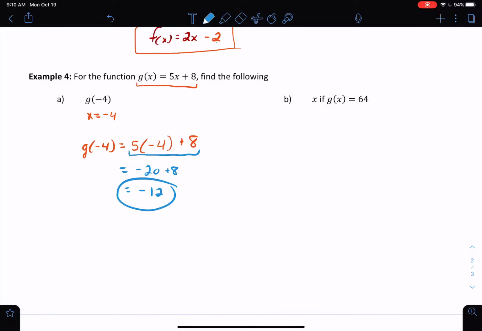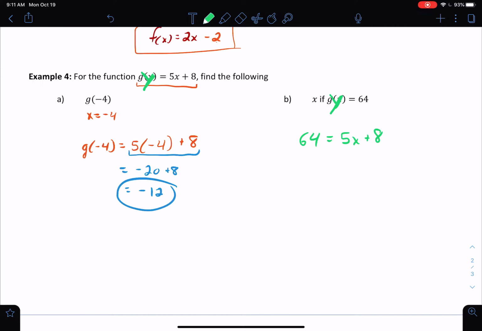Okay? In part B, we need to find x if g of x equals 64. Remember, g of x is just a fancy way of saying y. So here, the y equals 64. So I'm going to plug the 64 in for y, and I need to work backwards here to solve for x. Okay, I don't know what the x value is. I know the g of x value, or the y value, is 64. So I need to solve this equation.